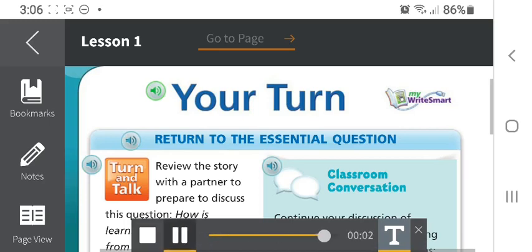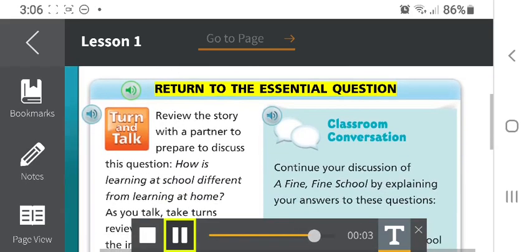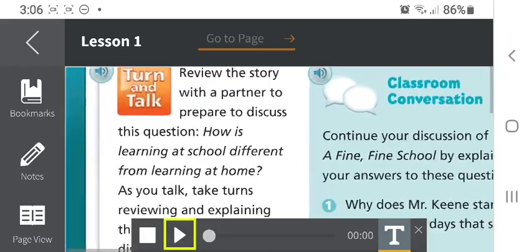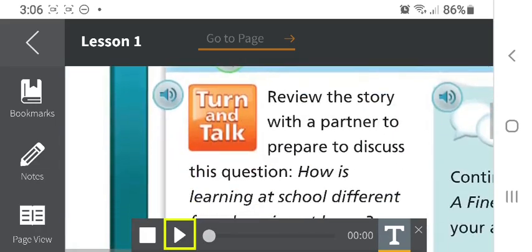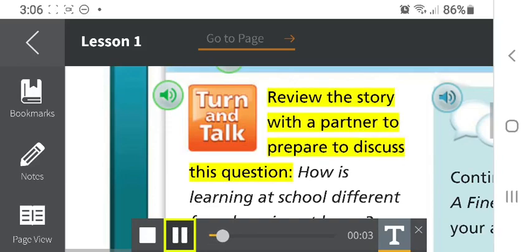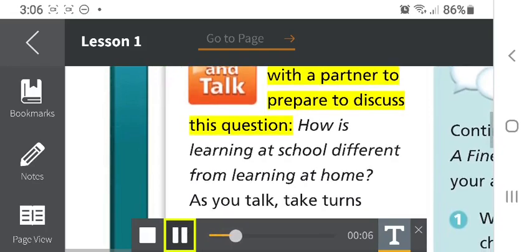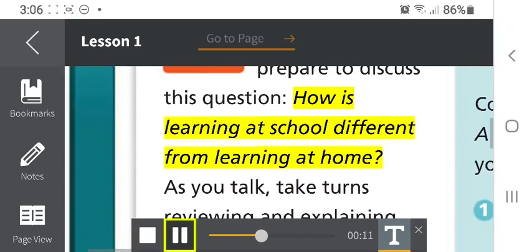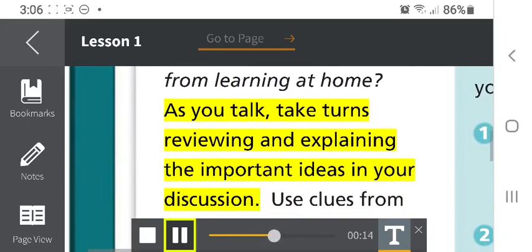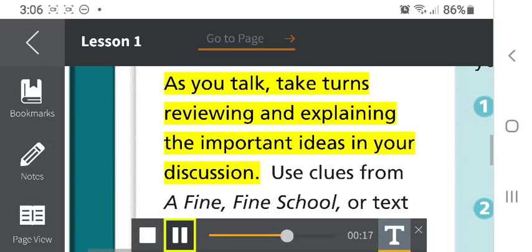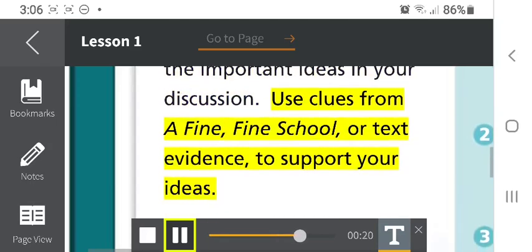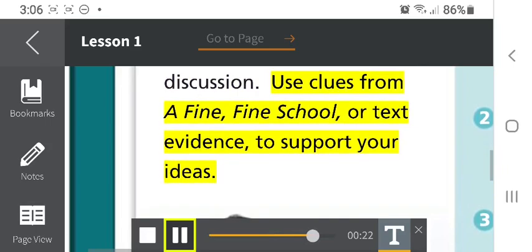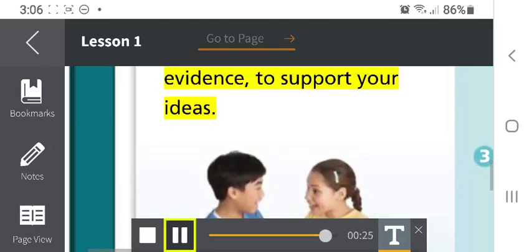Your turn. Return to the essential question. Okay, essential and main questions. Let's read. Turn and talk. Review the story with a partner to prepare to discuss this question. How is learning at school different from learning at home? As you talk, take turns reviewing and explaining the important ideas in your discussion. Use clues from a fine school or text evidence to support your ideas.